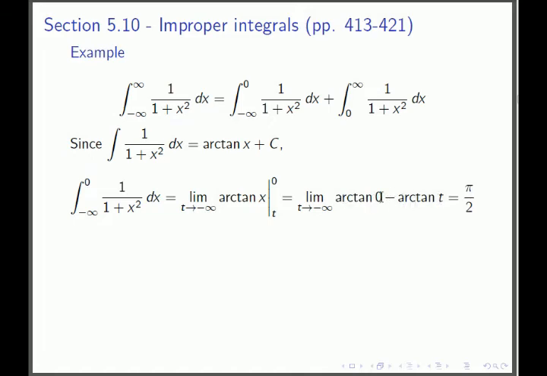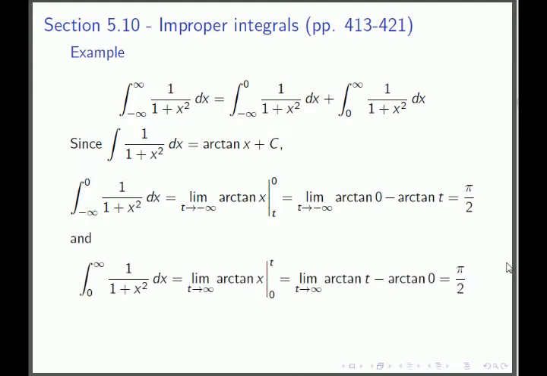Arctangent of 0 is 0. And if I let t go to negative infinity, then arctangent of t will go to negative pi over 2. And so that negative will cancel with this negative, giving me pi over 2. Okay, next let's focus on this integral.